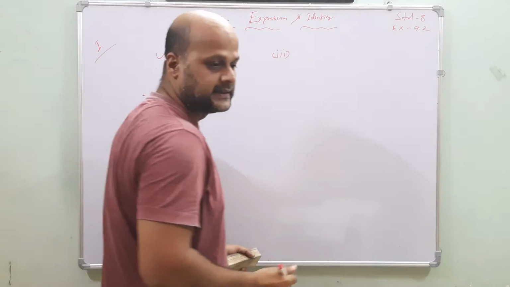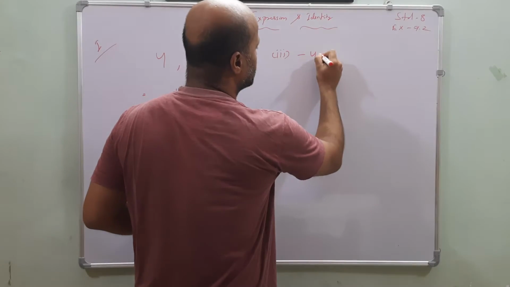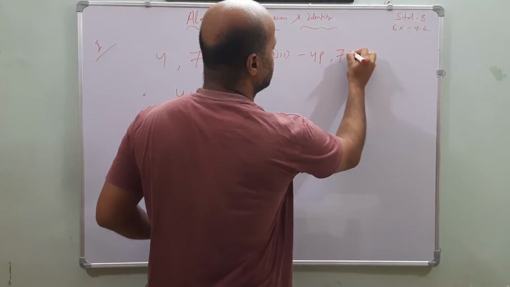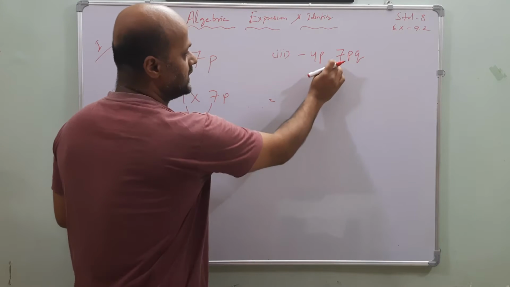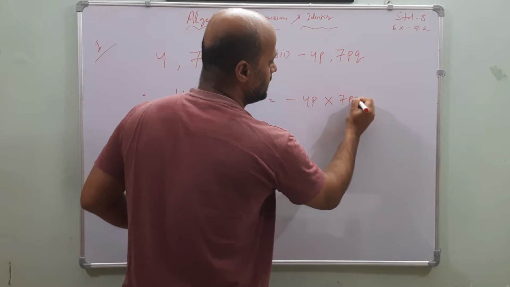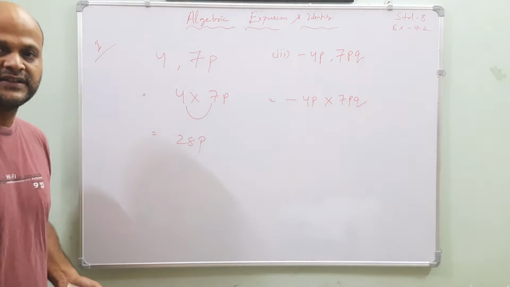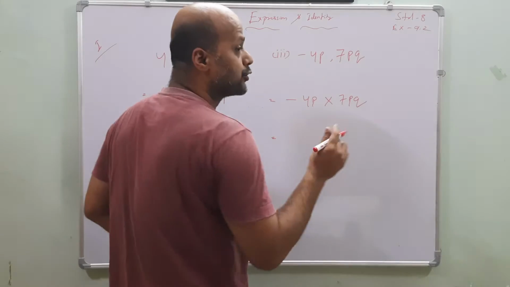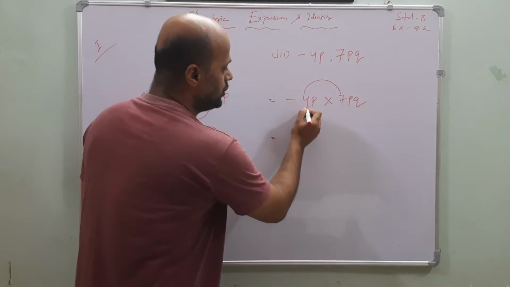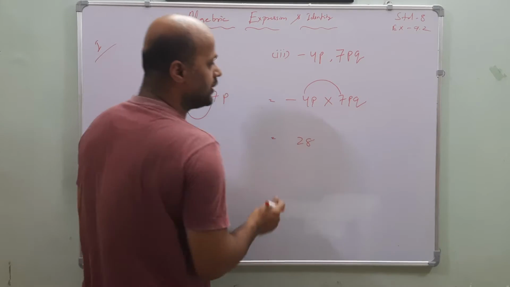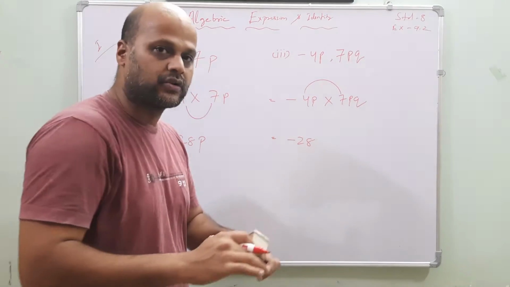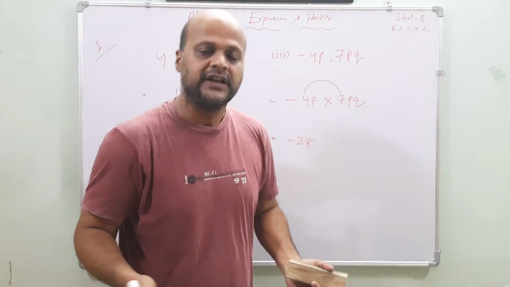Okay, what does it say? It says minus 4p and the other is 7pq. Same as before, put the multiplication sign between minus 4p and 7pq. Understood, my dear friends? Now, according to our rules, what do you have to do? Yes, first multiply the constants. 4 sevens are 28, but here minus is there. Minus into plus is minus. It means with the constants, the signs will also be multiplied with each other.